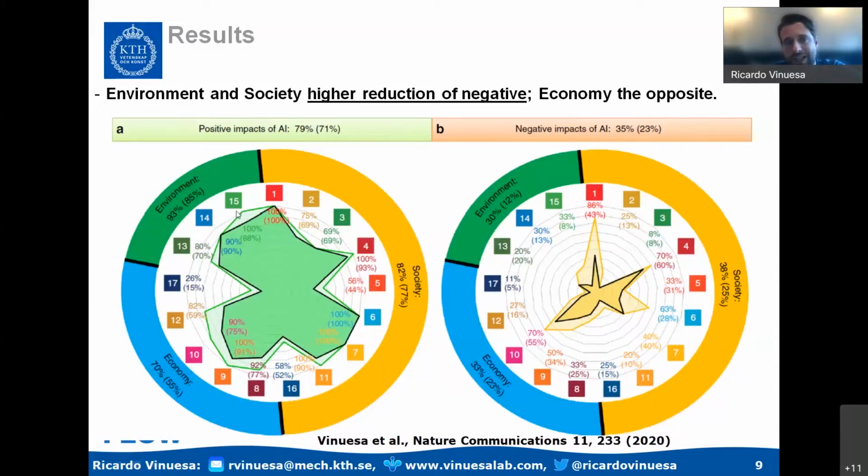We're going to focus first on the light color, the light green and the light orange, which shows that there is at least one reference in the literature suggesting a positive or a negative effect of AI on that particular thing. Okay, so the light color is the more simplistic analysis.